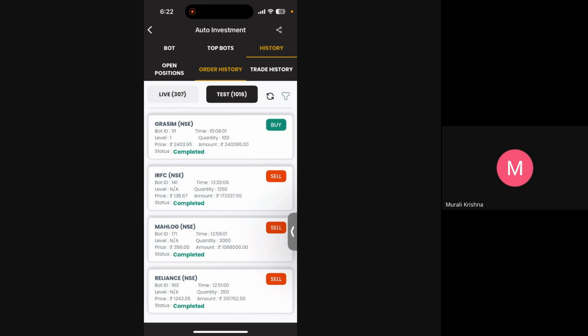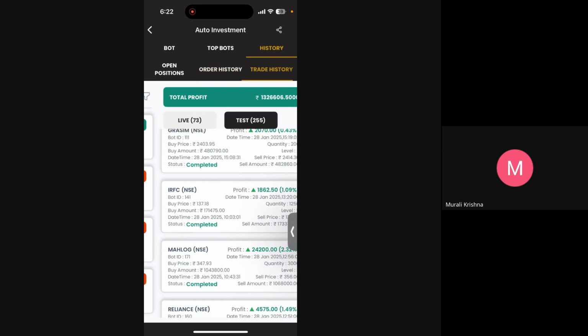138.67 at 12:00. So at 10 o'clock, when the IRFC stock was falling, it accumulated 250, 250. All my five levels were bought, and at 12:00 when there was a spike, it sold at 138.67, and that is where you can just see here it booked a profit of 1.09%. Okay, so this is the IRFC bot.